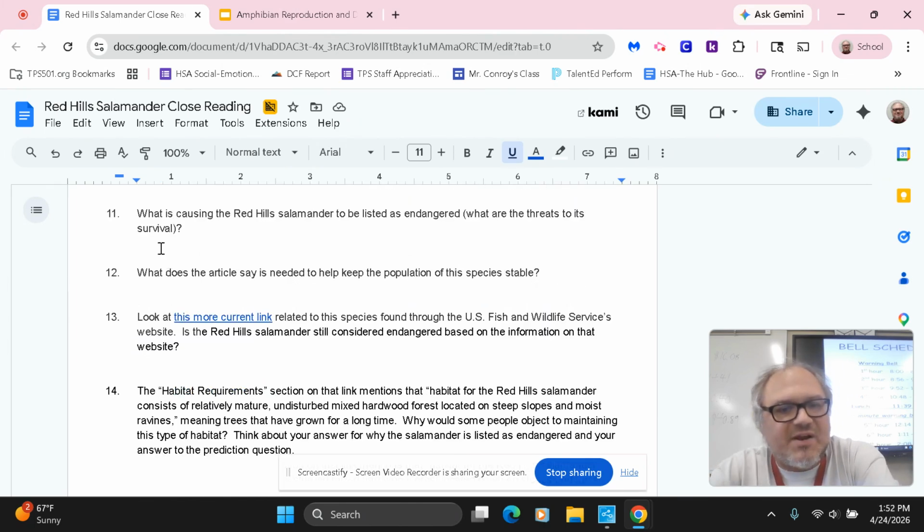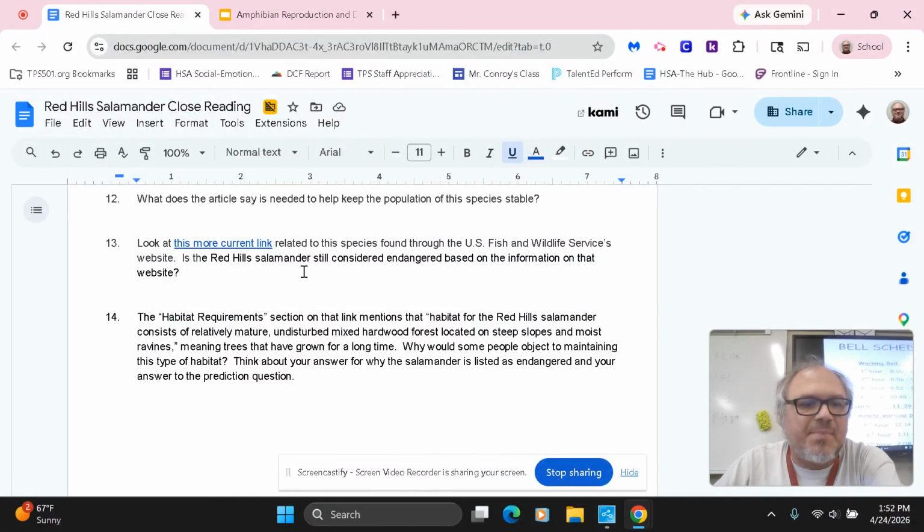Number 11, what is causing the Red Hills salamander to be listed as endangered? What are the threats to its survival? Basically, what's impacting its population. Number 12, what does the article say is needed to help keep the population of this species stable? What are people basically doing to help it recover?